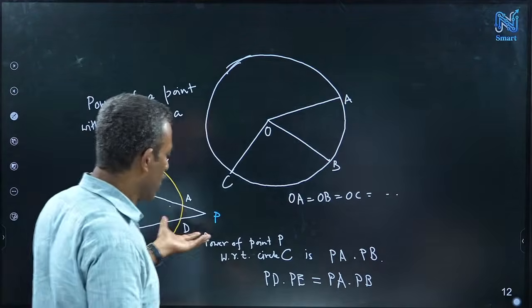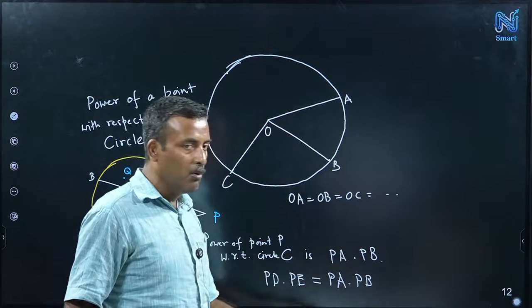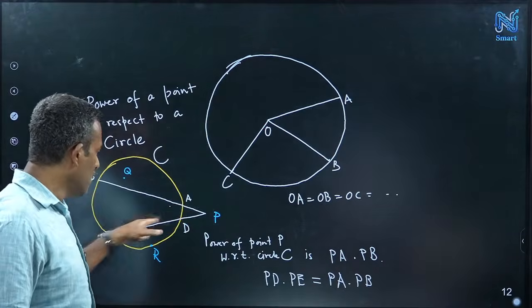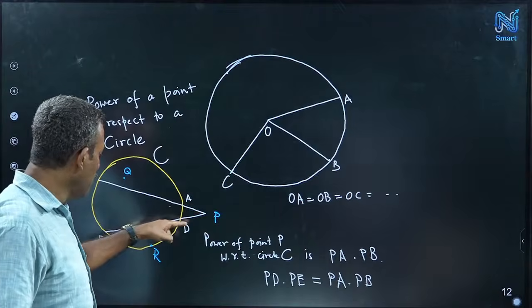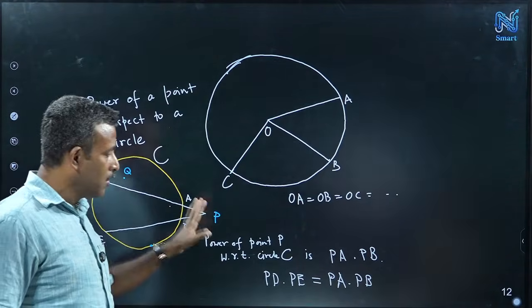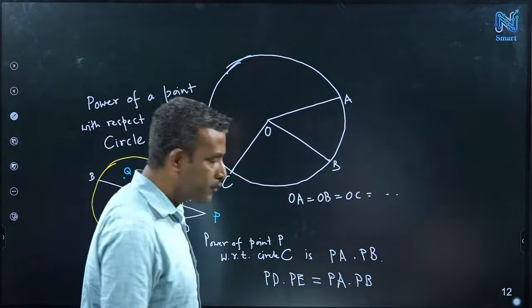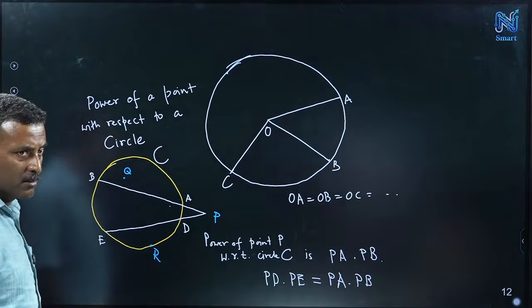We can't define the power of the point like that. So to define the power of the point as PA into PB, we must show that if we take another chord like ED, such that E, D, P are collinear, then PD into PE must be PA into PB. So that is what we need to prove, right. What about for an inside point?